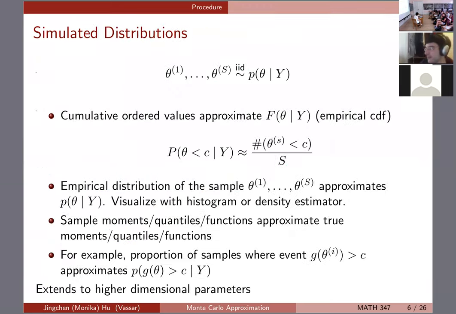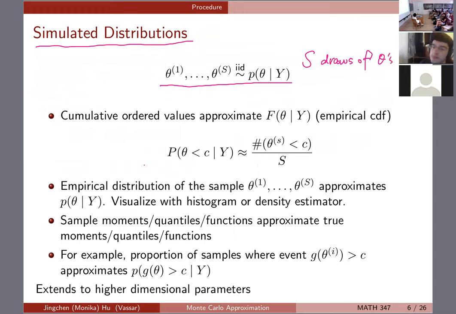And there are some things that we can utilize to make inferences about the things we're curious about. So earlier, this is what we have, and we get capital S draws of theta. Not just the mean, but many other quantities that you might be interested in, Monte Carlo approximation will work as well. The two rows that I showed earlier are for the means: sample means can converge to the expectation if capital S is large enough. In addition to that, you can do many other things.